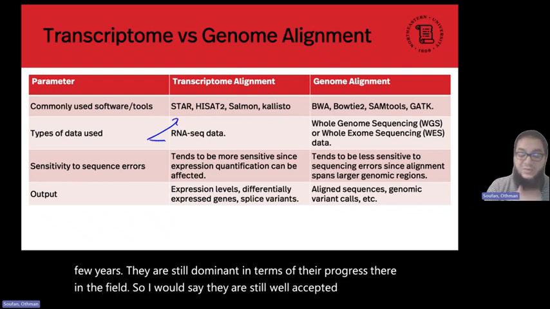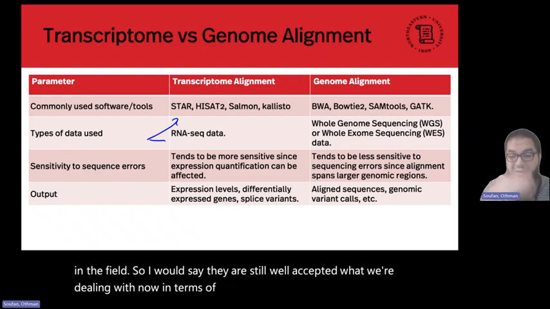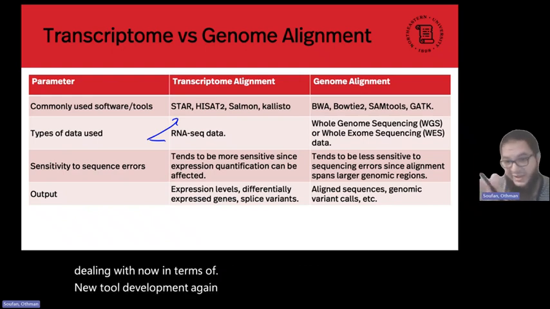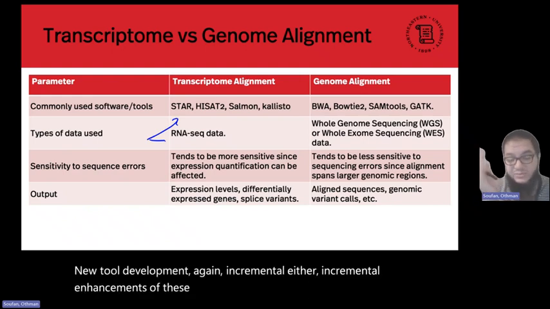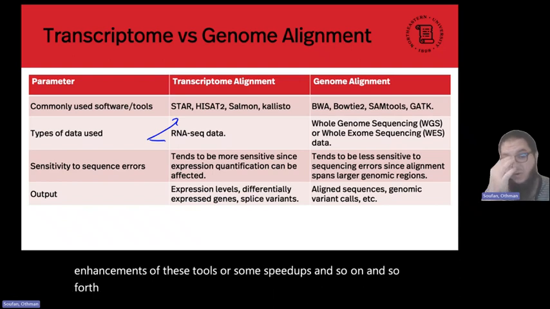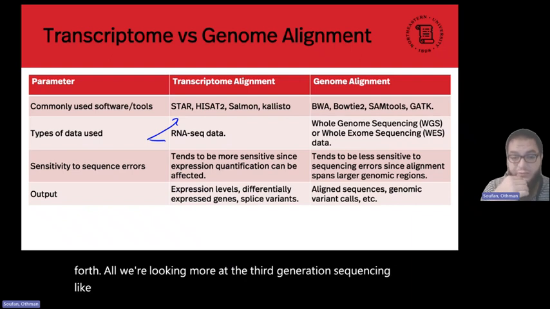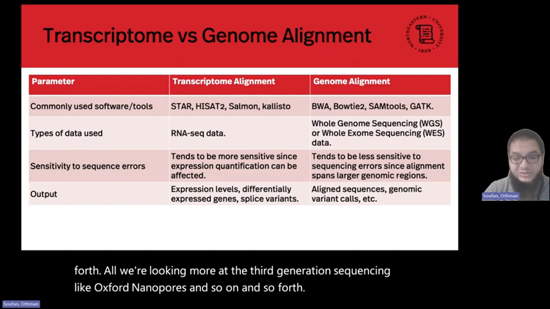What we're dealing with now in terms of new tool development is either incremental enhancements of these tools or some speed ups and so on, or we're looking more at third generation sequencing like Oxford Nanopore and so on. Different applications and outputs.